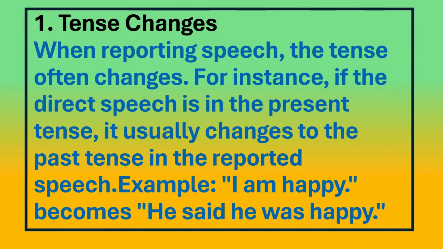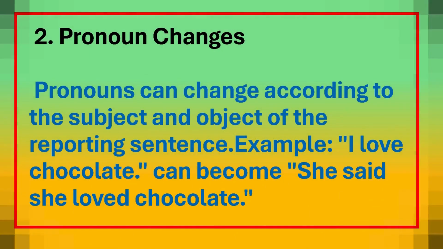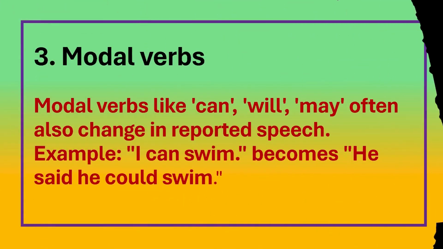Tense changes. When reporting speech, the tense often changes. For instance, if the direct speech is in the present tense, it usually changes to the past tense in the reported speech. For example, I'm happy becomes he said he was happy. Pronoun changes. Pronouns can change according to the subject and the object of the reporting sentence. Example, I love chocolate can become she said she loved chocolate.